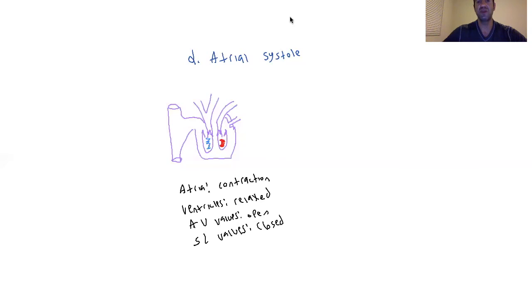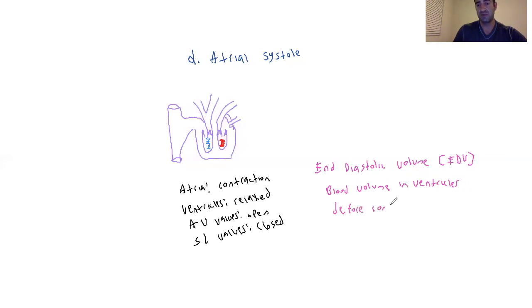Now we measure that volume. We have a name for it. So this is the stage where we have what's called end diastolic volume, also known as EDV. EDV is the blood volume in the ventricles before contraction. We'll talk about the significance of this in a bit. So the amount of blood in the ventricles at the end of atriosystole is going to be end diastolic volume. That's where you would measure that.